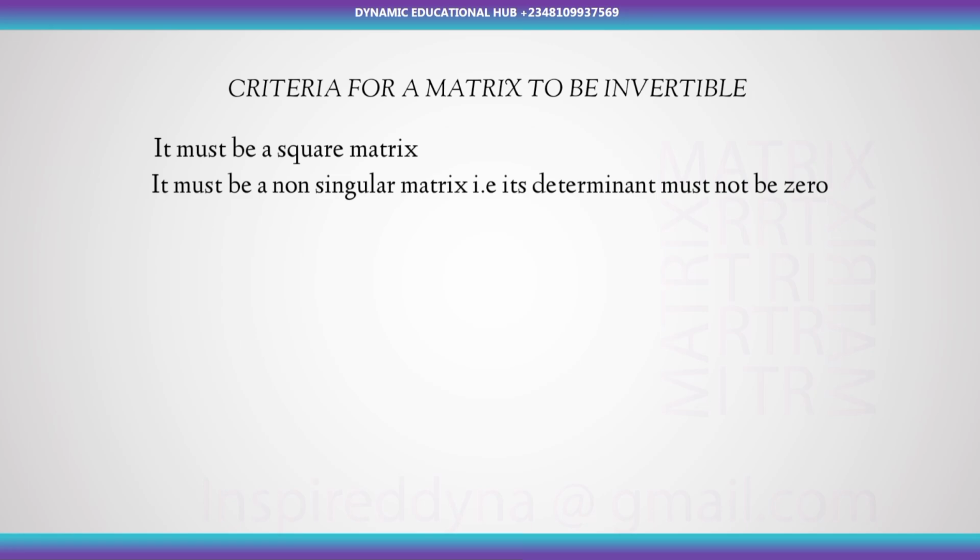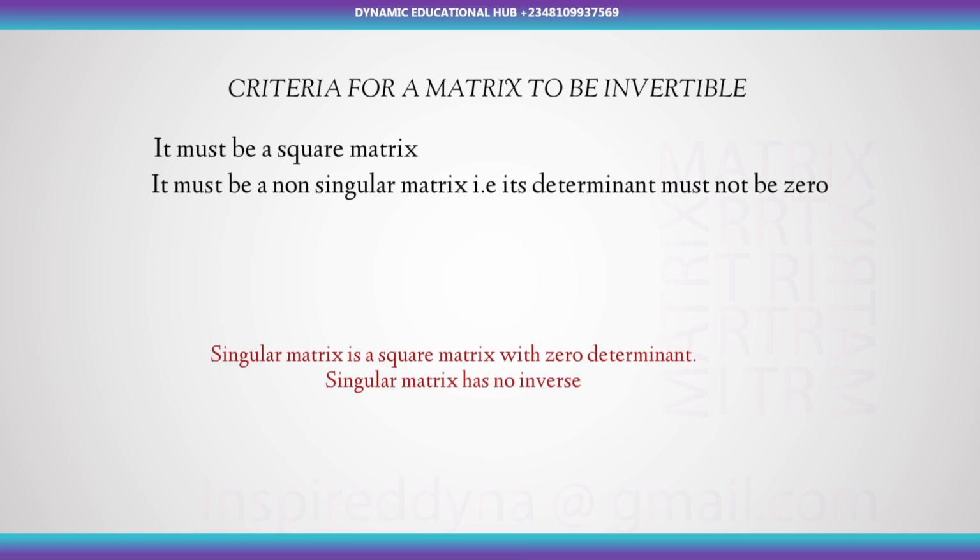So if you are solving any question and you are asked to find the inverse of that matrix, the first thing you need to check is: is that matrix a square matrix? After you have checked that, the next thing is to find its determinant. Once the determinant is 0, that matrix is not going to have an inverse. But if the determinant is not 0, you can find the inverse of that matrix.